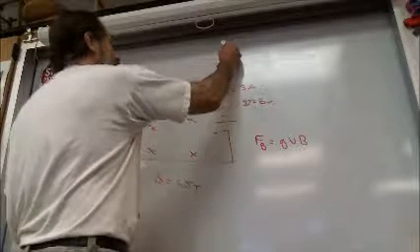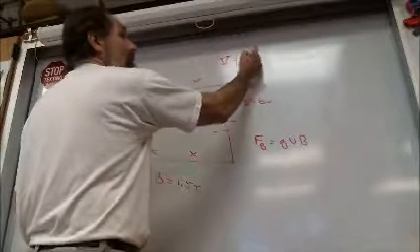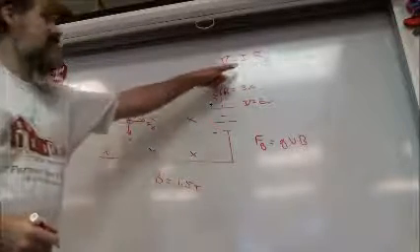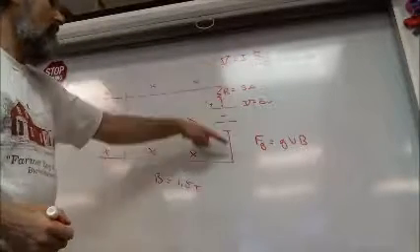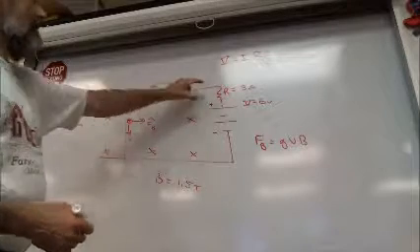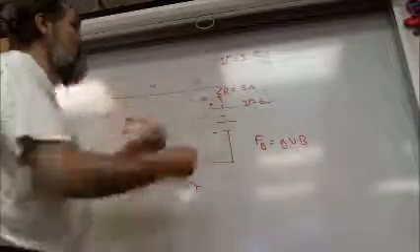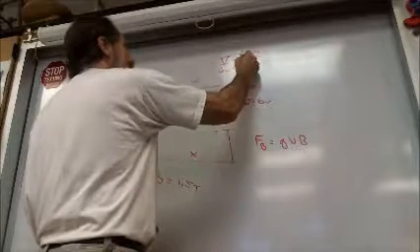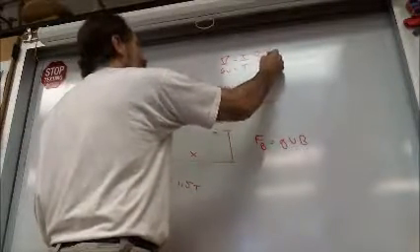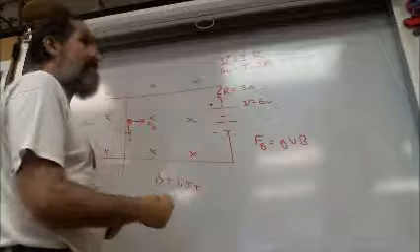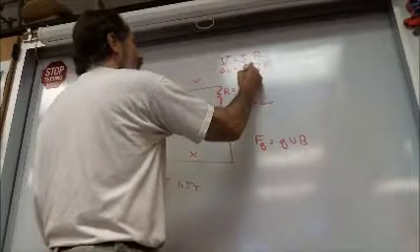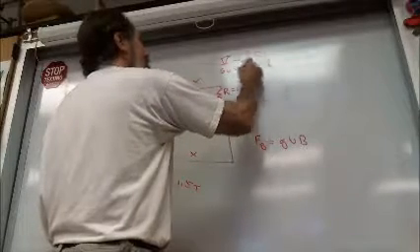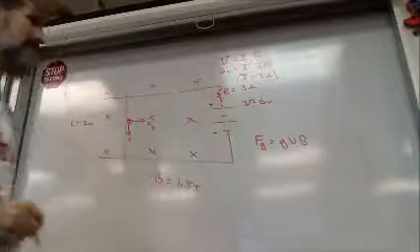Can I go V equals IR? What is the voltage? 6 volts. Resistance across that resistor is 3 ohms, right? So 6 volts divided by 3 ohms gives us 2 amps. So there we have our answer for the current.